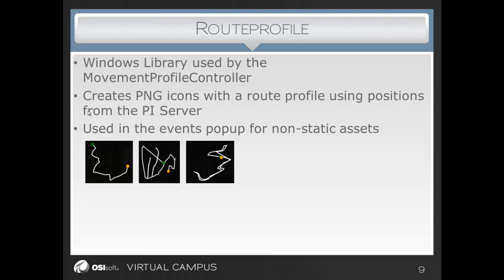So this is really a user interface thing too. If you have a listing of those routes, of those event frames, it will allow you to quickly see what kind of movement the event frame has.